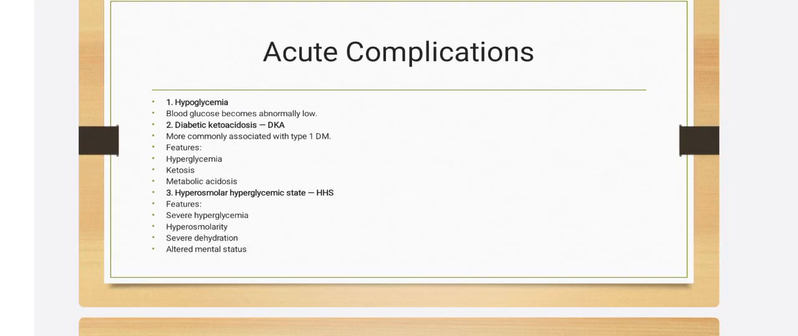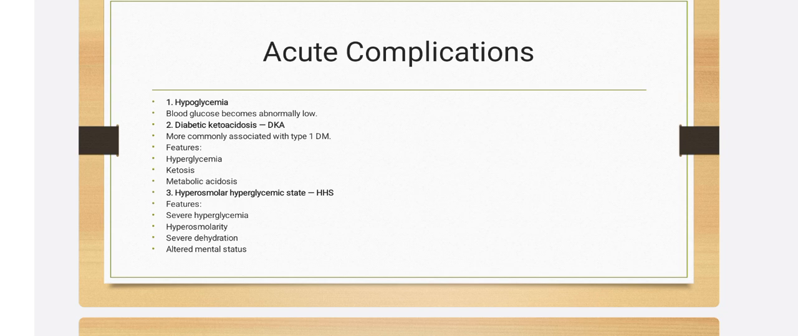Next, acute complications. Diabetes can produce several acute complications. First is hypoglycemia, when blood glucose becomes too low, and it is particularly associated with insulin or certain insulin secretagogues. The second major complication is diabetic ketoacidosis. Diabetic ketoacidosis is more commonly associated with type 1 diabetes and results from severe insulin deficiency.